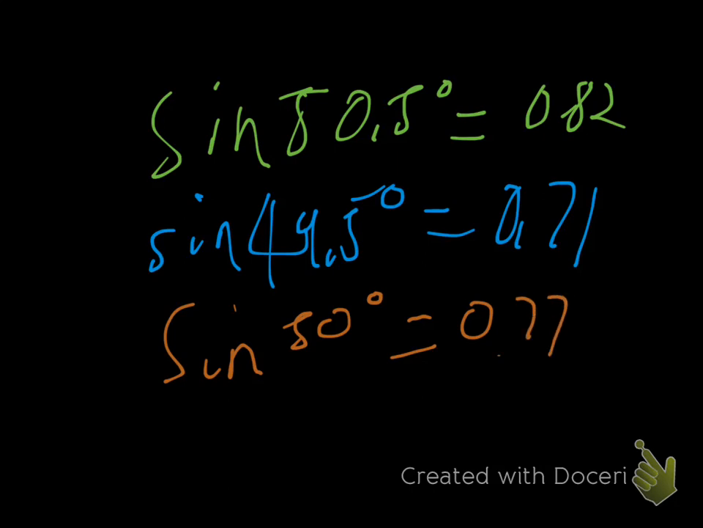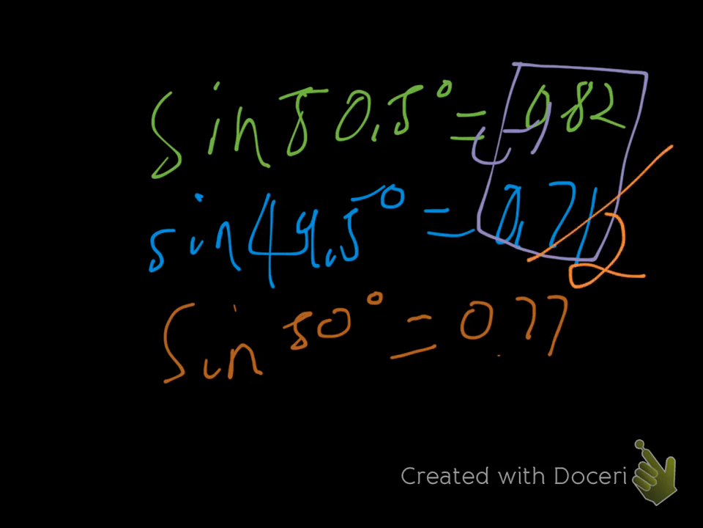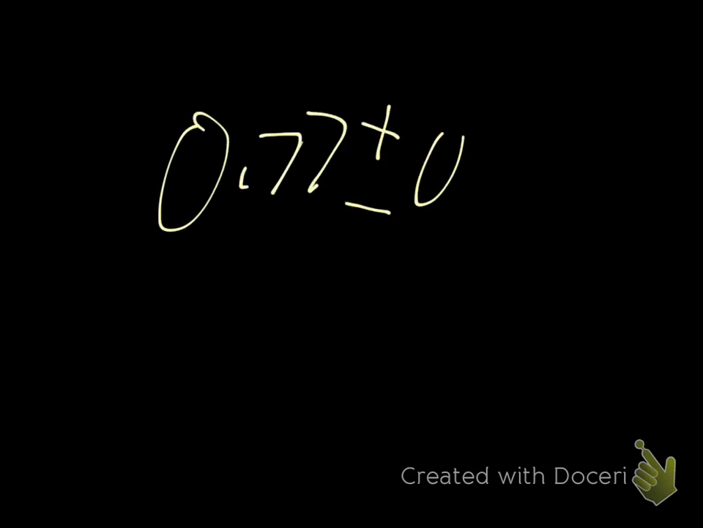Now with these three values, I can take the highest and lowest possible value, subtract them, then divide by 2 to find the average uncertainty. And with that, my final answer should be 0.77 plus or minus 0.06.